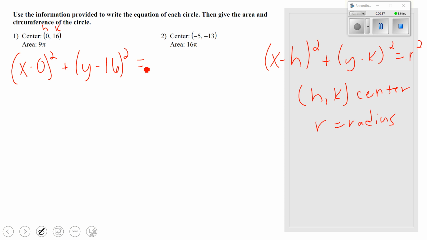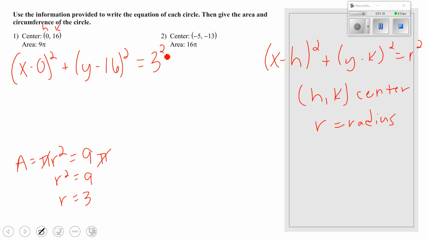Well, I do know that the area formula is equal to pi r squared, so I can set pi r squared equal to the area, which is 9 pi. The pi's will cancel out. You'll get r squared equals 9, or r is the square root of 9, which is 3. So you plug in 3 for your radius, and then you square it for your equation.